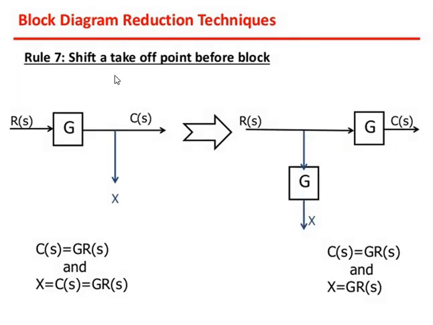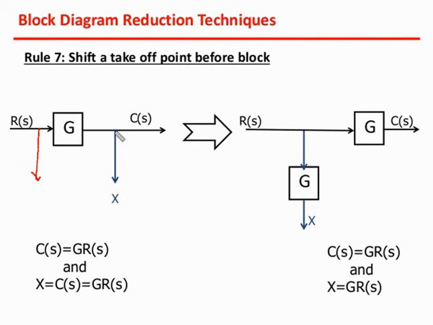Now rule 7, shifting a takeoff point before a block. Here the takeoff point is after the block. If we shift this takeoff point from after a block to before a block, what do we have to change in this takeoff point to keep the output CS the same in both cases? First we consider the takeoff point after the block. So CS equal to G into RS, and X equal to CS, because X is taken from CS, so it is GRS.